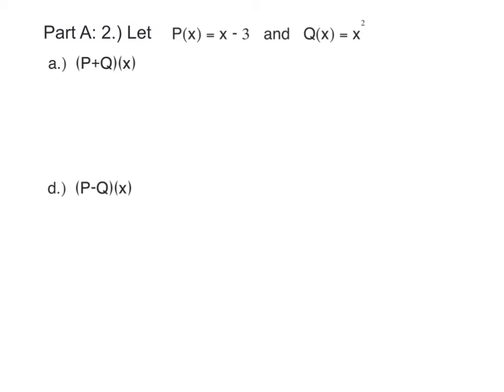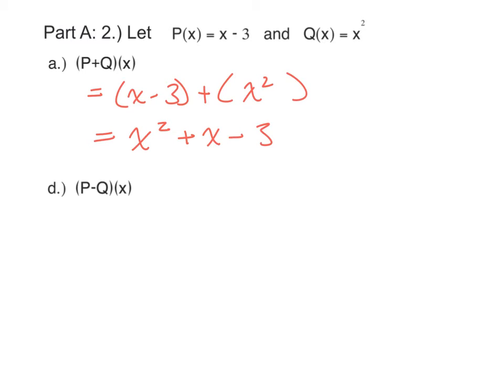All right, with p of x being x minus 3 and q of x being x squared, let's do a bunch of arithmetic with those functions. So first of all, with p plus q, that means take p of x and add it to q of x. P of x is just x minus 3. Q of x is x squared. Then you should simplify it. In this case, that just means writing it in order, x squared plus x minus 3.